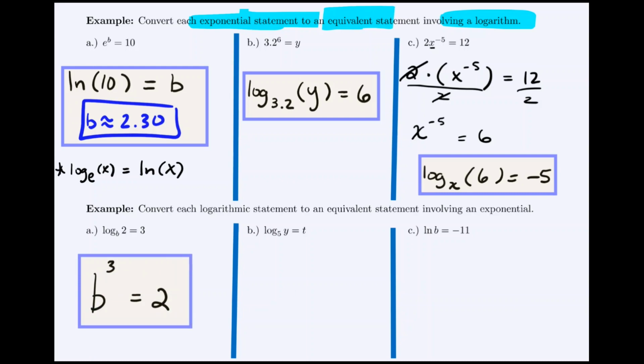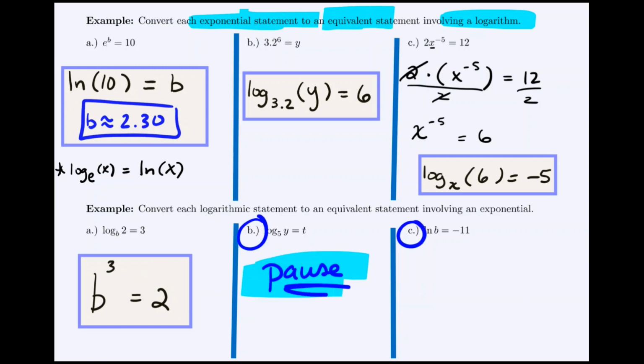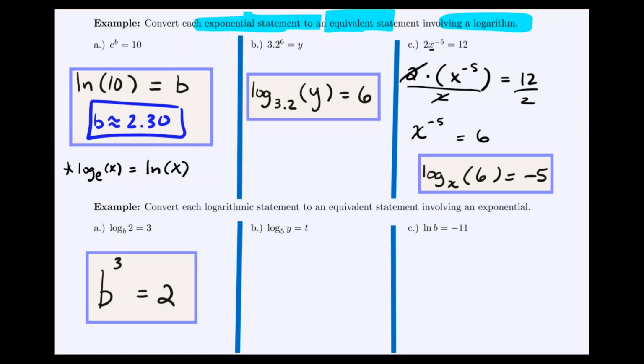Now why don't you take a moment and pause this video and attempt both B and C on your own. Unpause to check your work. Now for b, we see the base of the logarithm is 5. 5 to the power t, because the output of the logarithm becomes the input of the exponential, is equal to y.